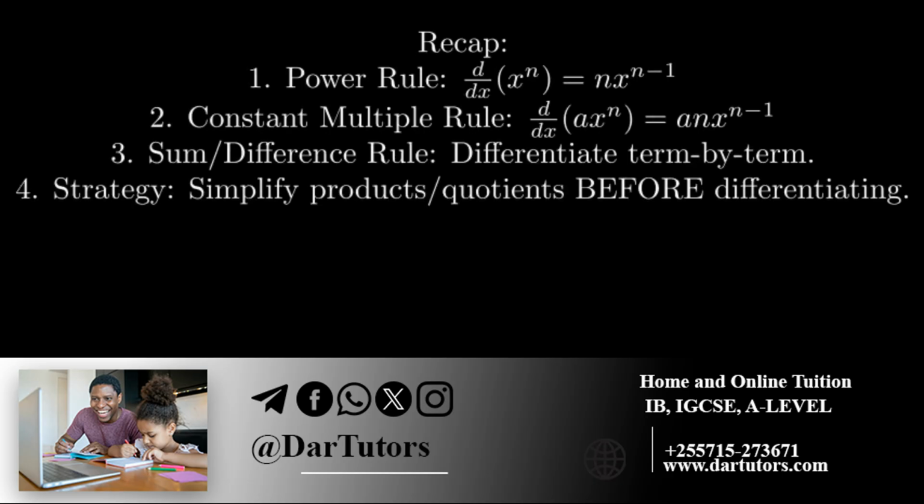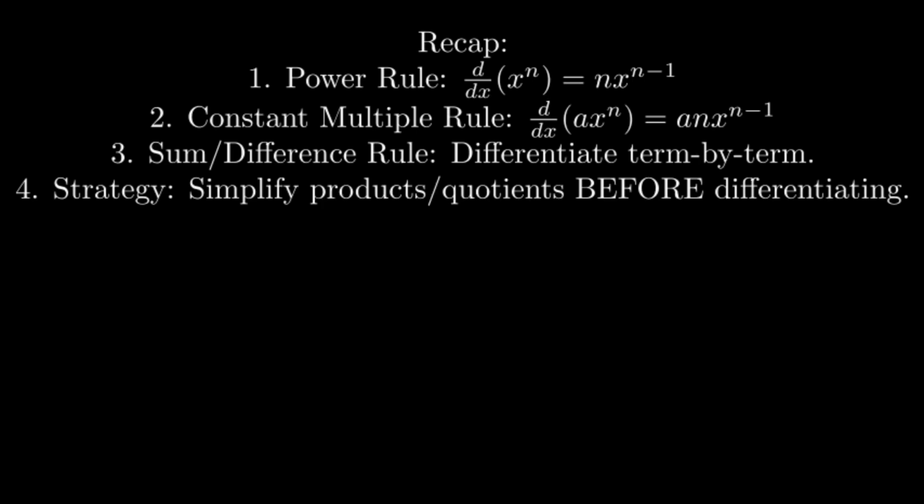Alright, let's recap what we've accomplished today. We have moved from a graphical understanding of the derivative to a powerful algebraic one. We learned the fundamental rules for differentiation, the power rule, the constant multiple rule, and the sum and difference rule. These tools allow us to differentiate any polynomial. Crucially, we also established a key strategy. When faced with products or quotients, we must first use algebra to rewrite the function as a sum of terms in the form ax to the n.